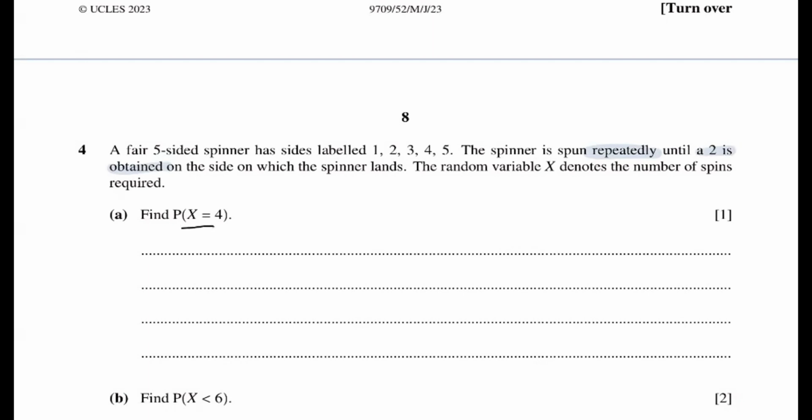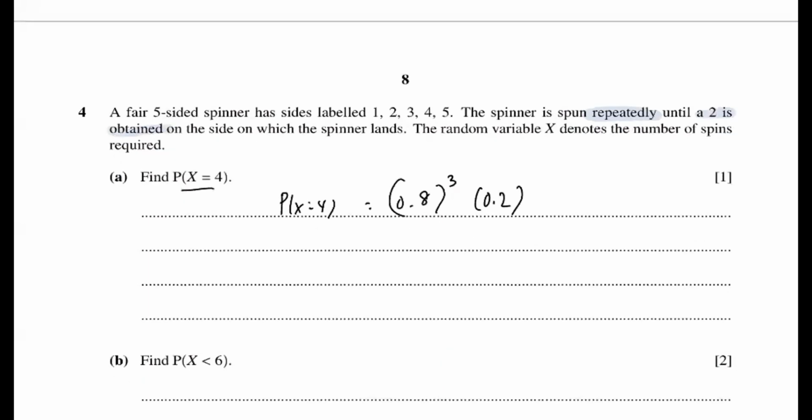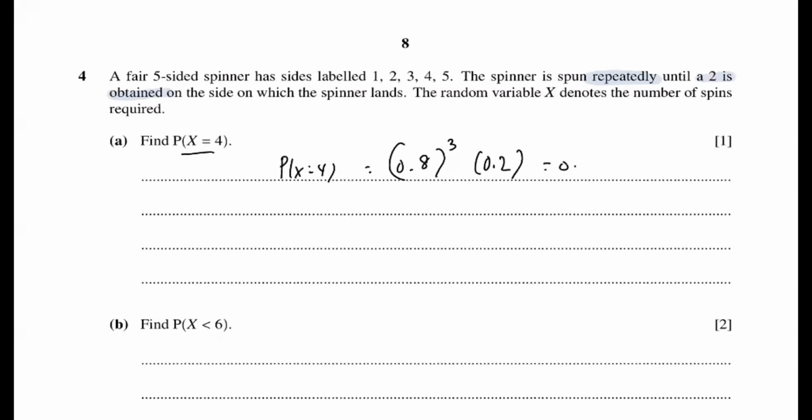It's a fair spinner, I think. 1 over 5, which is 0.2. So to find the probability of x equals 4, it will be 0.8 to the power 3, times 0.2. So it becomes 0.1024.